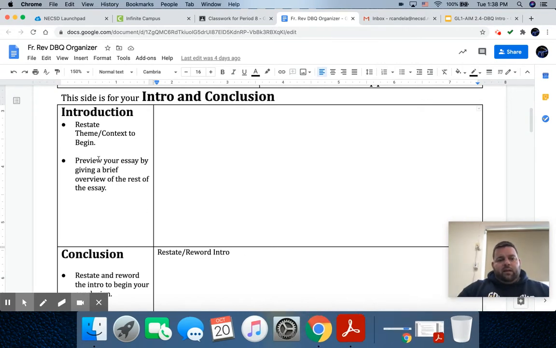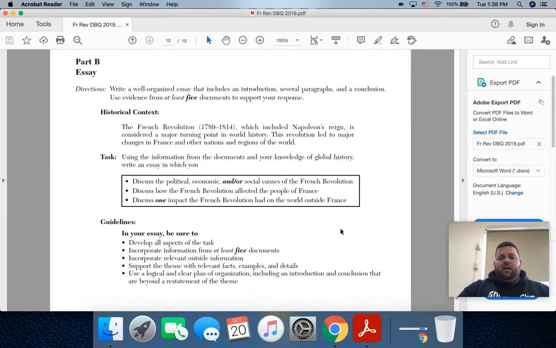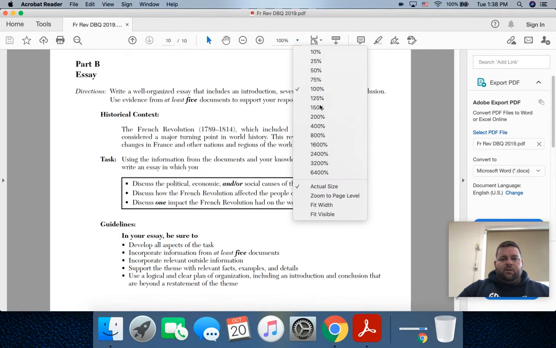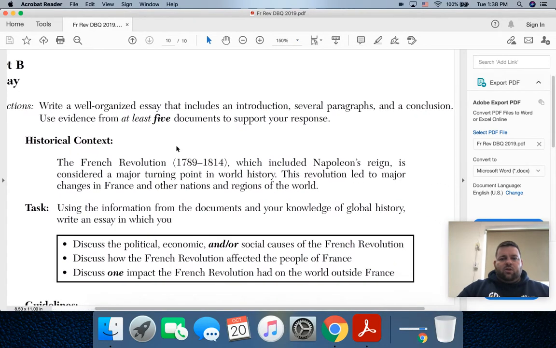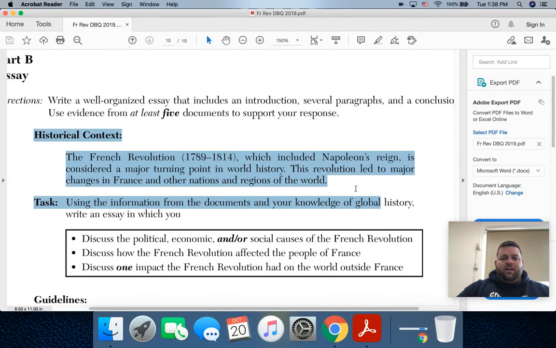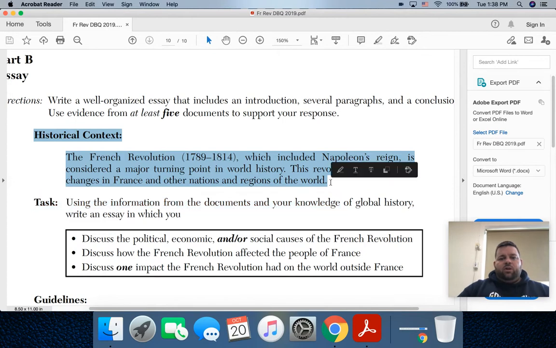So if we need to start by restating the theme or context, the theme or context can be found on the task page. So here we go, historical context, right? I'm going to blow this up a little bit too. So the historical context is right here on the task page, okay? What we need to do is reword this in our own words to begin our introduction. And that's what we should be doing.